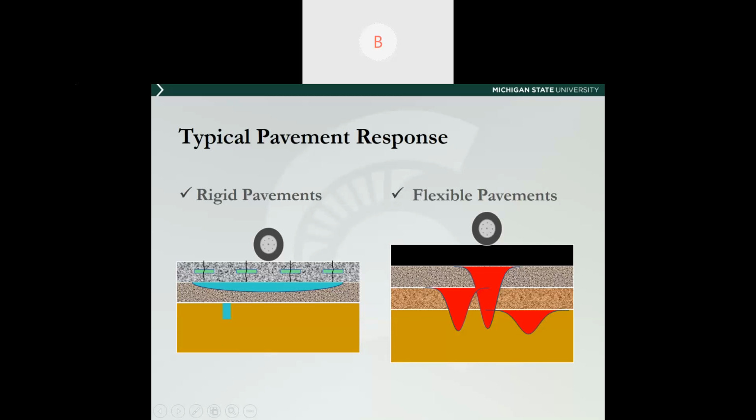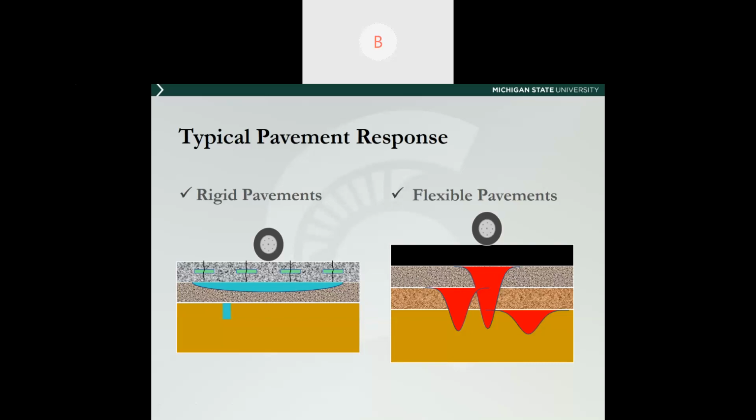Okay. And the terms rigid and flexible have nothing to do with the color of the pavement, that is gray versus black. It has to do with the stiffness of the different layers and the moduli of the different layers that determine whether the system is going to behave like a rigid pavement or like a flexible pavement.